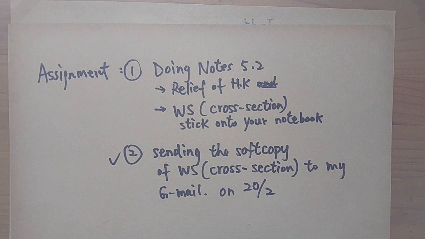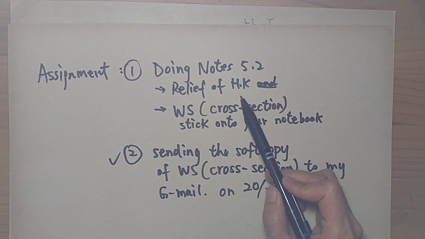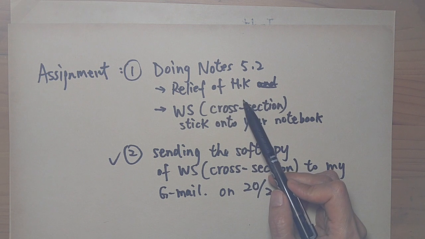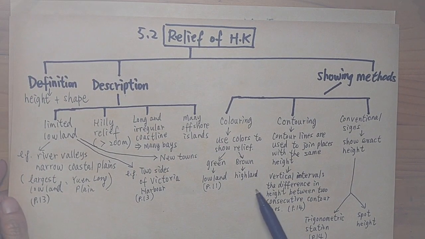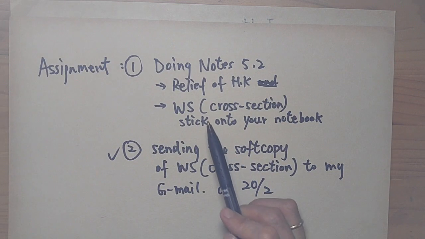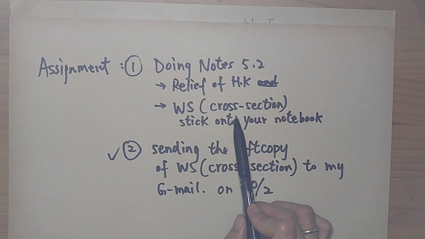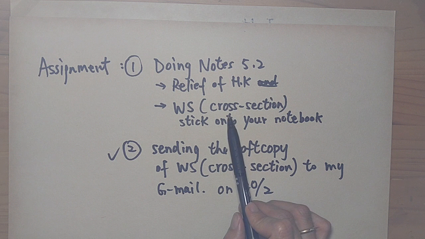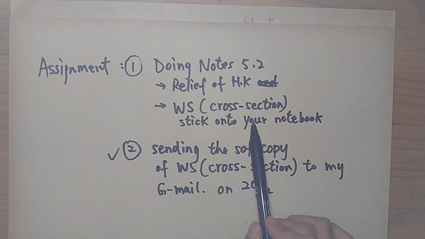Now, assignment for you to do. The first thing you need to do is your notes, okay? 5.2. First of all, you need to do your relief of Hong Kong. Same as the mind map that I have shown you before, something like this, okay? Or you can just make your own mind map. And then also you need to do the worksheet for the course session. This worksheet, you can find it in your email. Okay, so I will send the worksheet to you through the email. You just find it in your e-class. And then you just do it and then you stick it onto your notebook. So this is the first thing to do.